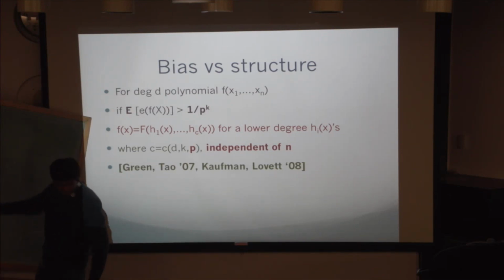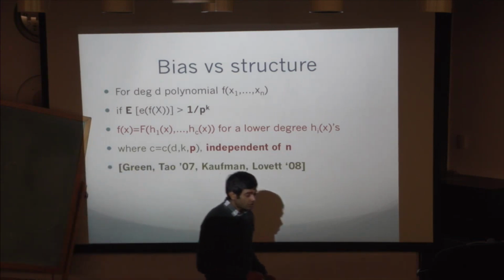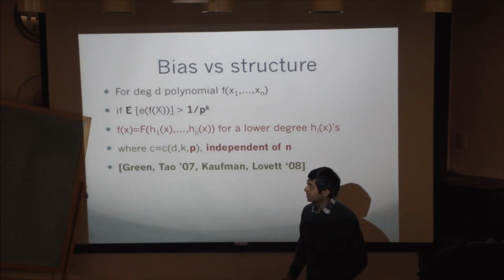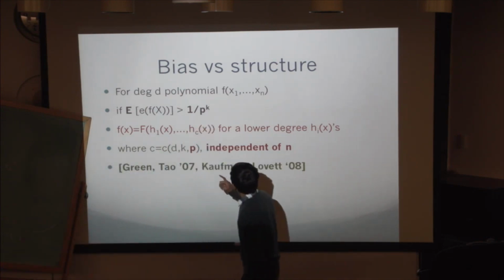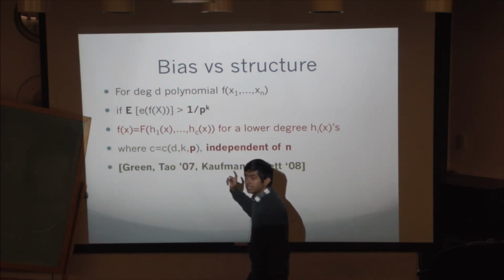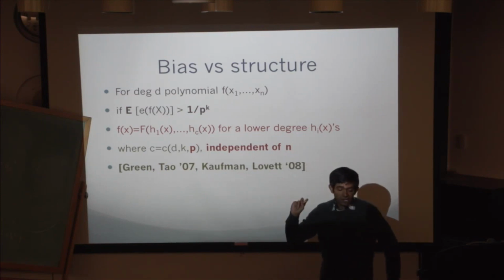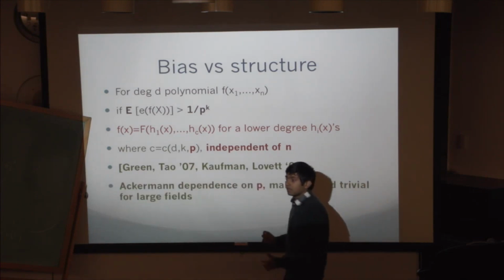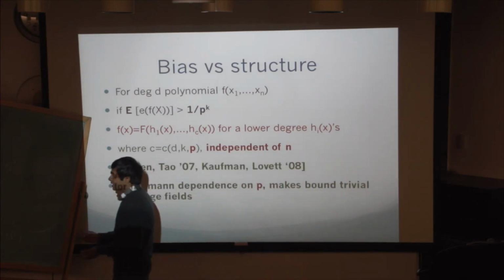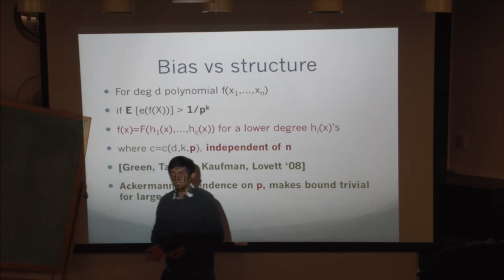But then the c here has very bad dependence on d, k, and p, right? So k is this, and d is the degree, and p is the field size. But the nice thing is it's independent of n, right? But the dependence is Ackermann. So even logarithmically growing field sizes are not enough. It's going to break down.